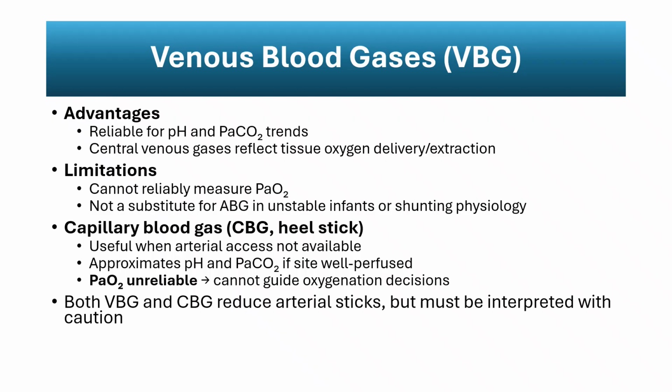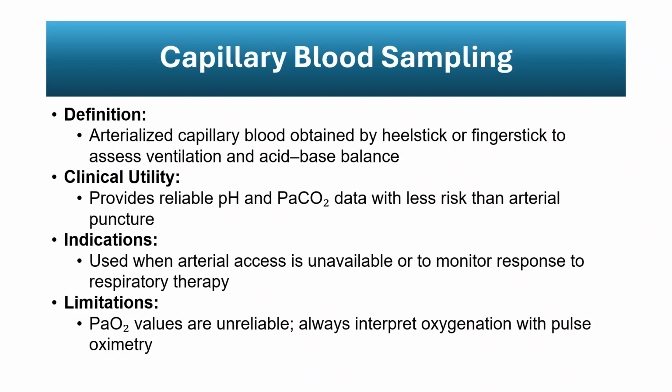Venous sampling reduces the need for arterial sticks and can safely monitor trends in stable infants receiving non-invasive support. Results should always be interpreted in the clinical context, correlated with pulse oximetry and overall stability. When oxygenation or ventilation is rapidly changing, arterial gases remain essential for accurate assessment.